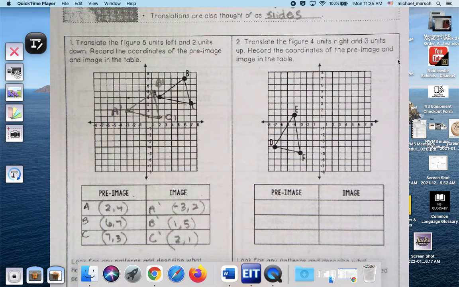And then I'll go ahead and fill in the image ordered pairs as well. A prime, B prime, C prime.